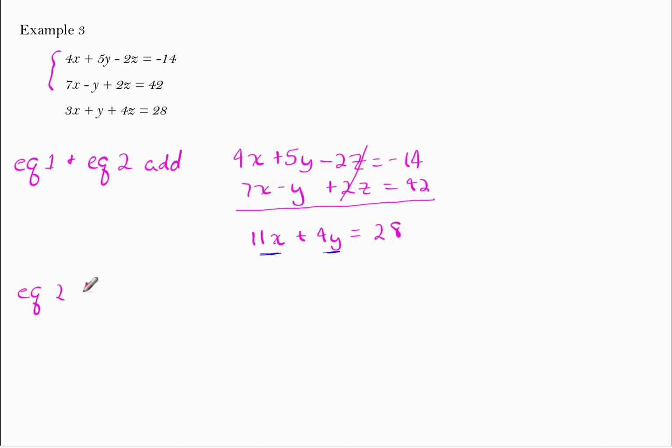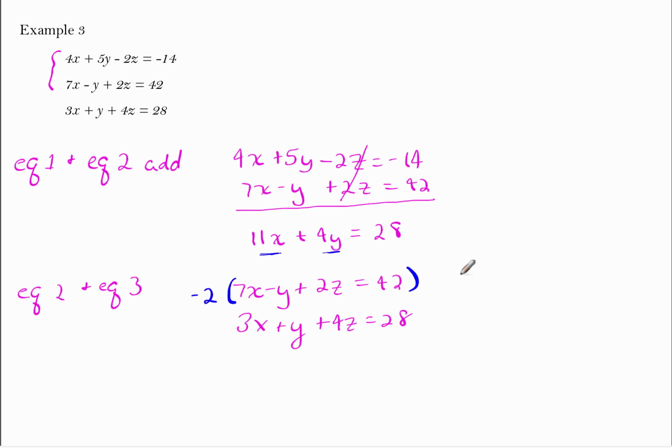All right, so that means I could take equations 2 and equation 3 and manipulate them. So equation 2 is 7x minus y plus 2z equals 42, and 3x plus y plus 4z equals 28. Now, I don't want to just add these together, because if I cross the y's out, that'll leave me with x's and z's. I'd have to be left with x's and y's. So that means I want to get rid of these z's. So I'm going to multiply this first equation by negative 2.